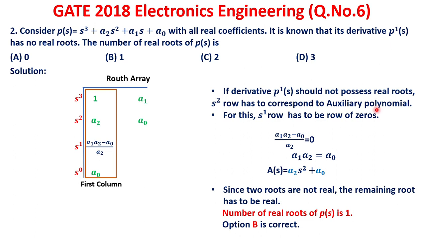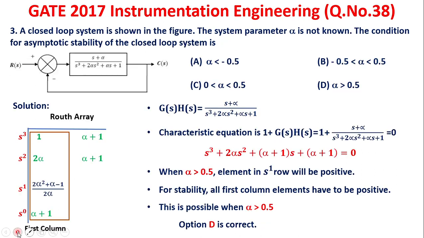That is, it does not possess a real root means the remaining one root is real. That's all. Therefore, the number of real roots of the polynomial is 1. So option B is correct. So see how simple the solution to the problem is. The only thing is we have to approach in the same systematic way. That's all. Let us move to the next problem.